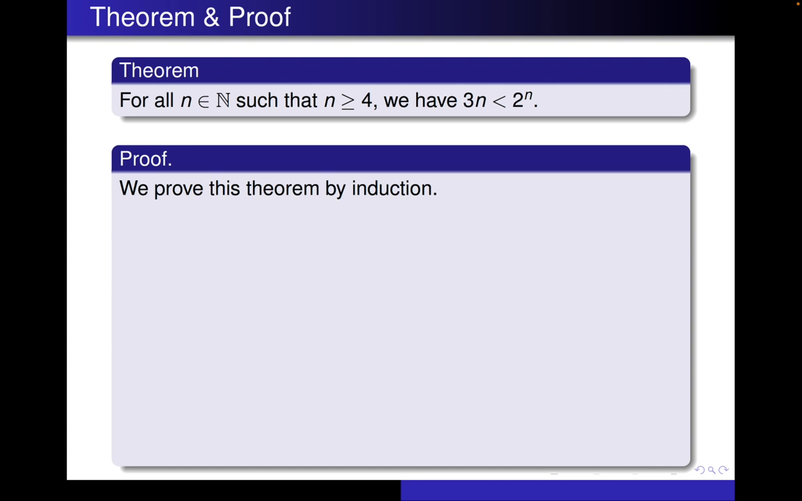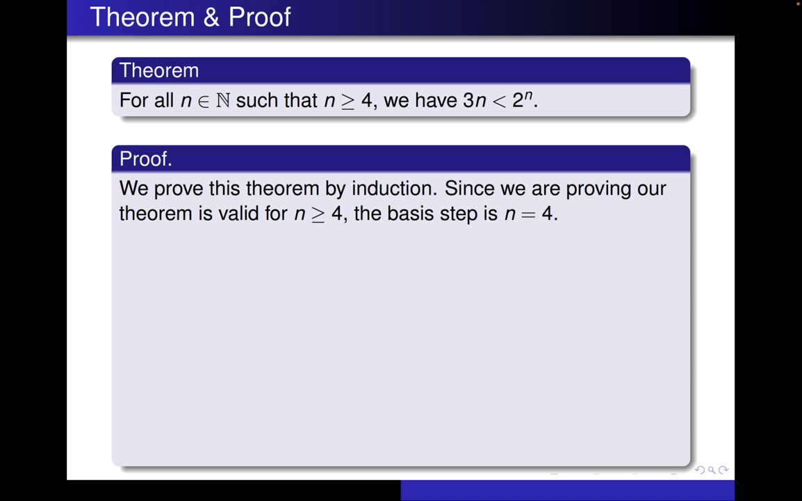So, again for the proof, we're going to warn our reader that we're going to prove this by induction. Since we are proving our theorem that is valid for n greater than or equal to 4, the basis step is going to be n equals 4. It's nice to tell your reader what the basis step is, especially since, at least at the beginning, we're not assuming that our reader is very comfortable with this new form of induction. So we're telling them what the basis step is.